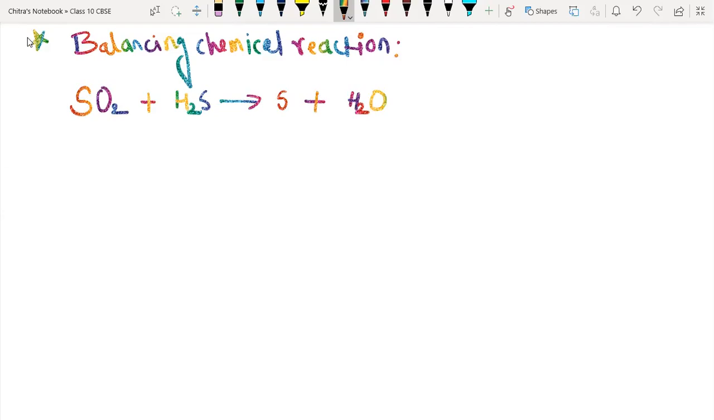Okay, so what we have to do is separate and count all the atoms from the reactant side and product side. For that we have to divide this part into two equal parts, in tabular form. Like I am going to draw a table over here. Half of it is for reactants and the other half is for products.